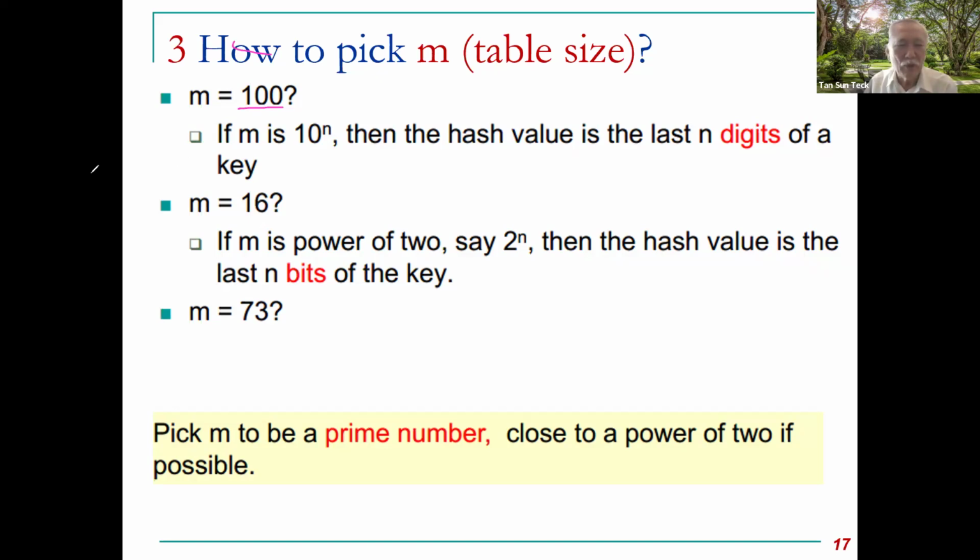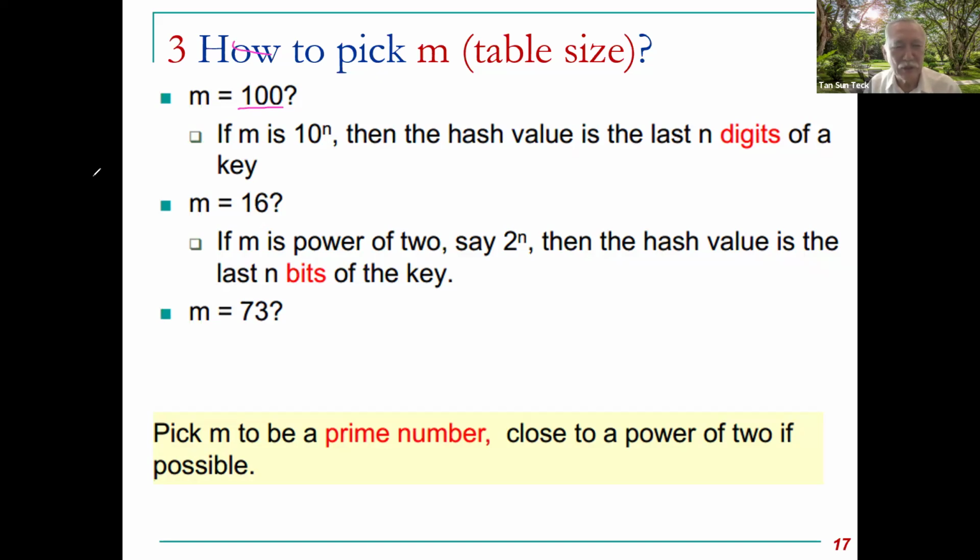Right, so what about m equal to 73? First of all, obviously, this is a prime number. Dividing by a prime number most of the time returns different values for different keys. This prime 73 is not a random number. People have done some research and found that this number is very good.